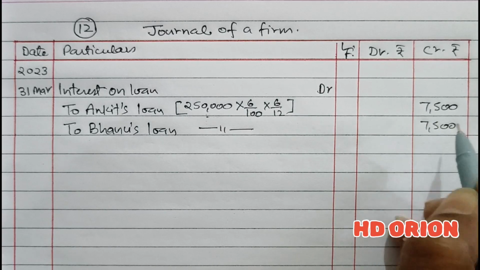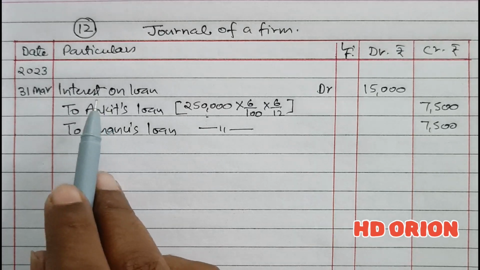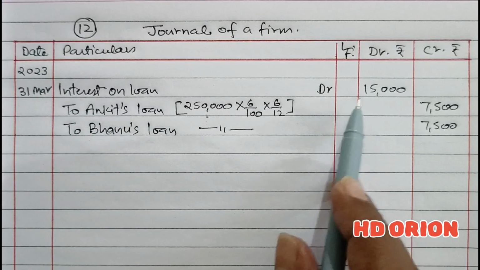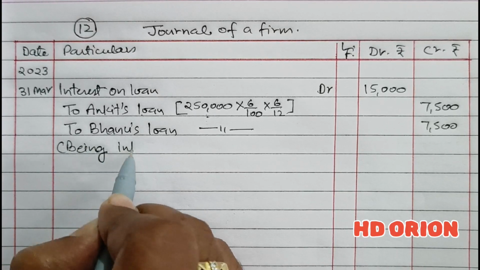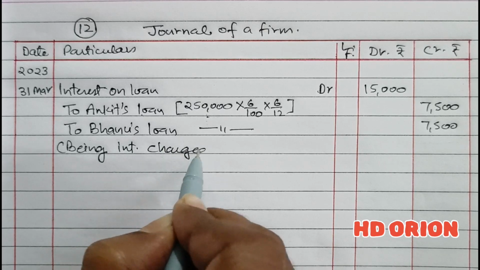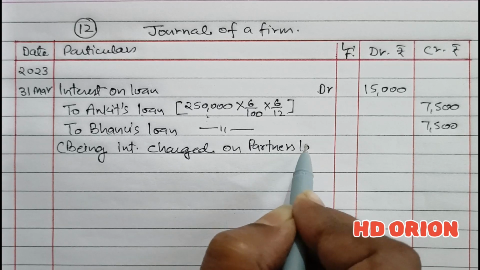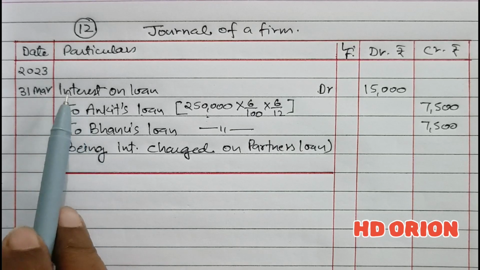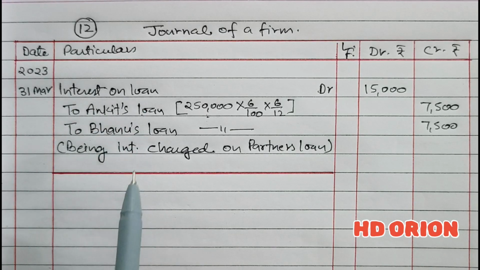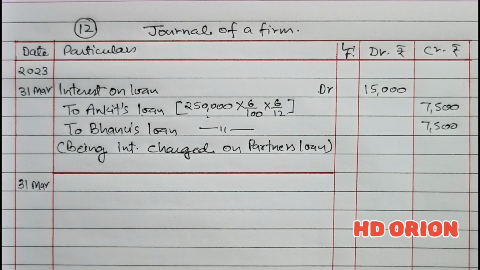and the same is the thing for Bhanu, that is 7,500. So the firm has to pay, it is an expense, and it has to pay rupees 15,000 in total to both the partners, being interest charged on partner's loan. So it is an expense and therefore interest on loan account is debited.